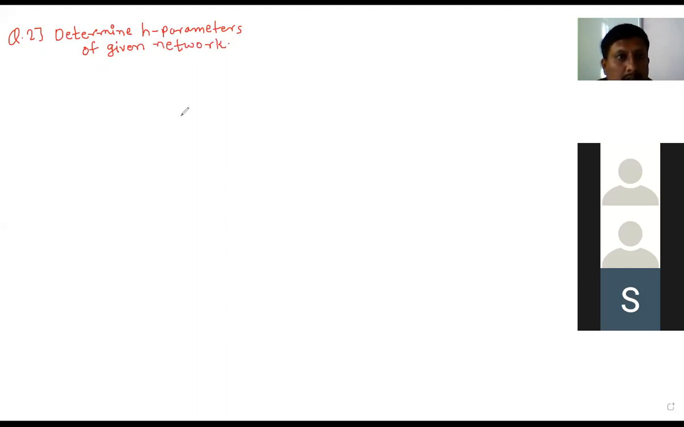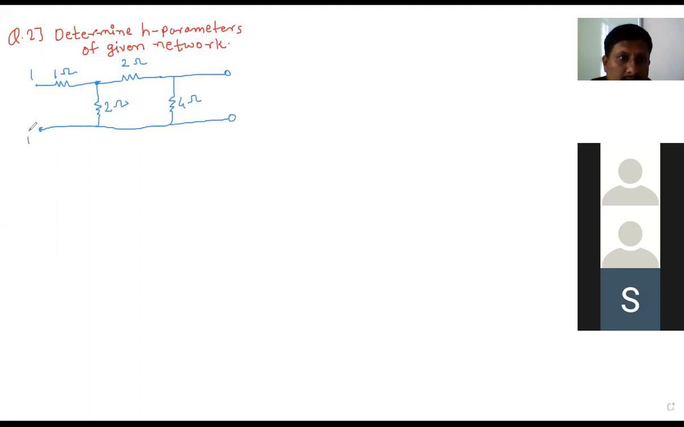So the network we can take: this is 1 ohm, this is 2 ohm, this is 2 ohm, this is the 4 ohm. So 1 dash, 2 dash we can give as the names. So we can start. We are going to find out H parameters here.